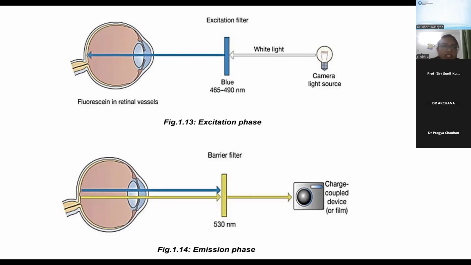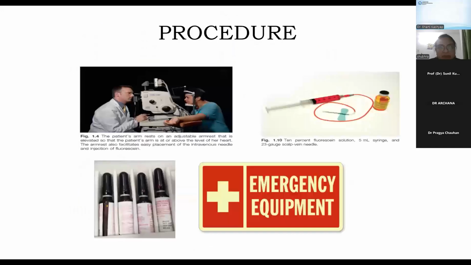Now we've already injected the dye. This blue light sensitizes this dye that is there in the retinal vessels. And then this is reflected back. When this is reflected back, we have a barrier filter. This barrier filter blocks all the other light except for the yellow-green light, which is captured by the camera. So this is how FFA works. So it is a blue excitation and the yellow emission.